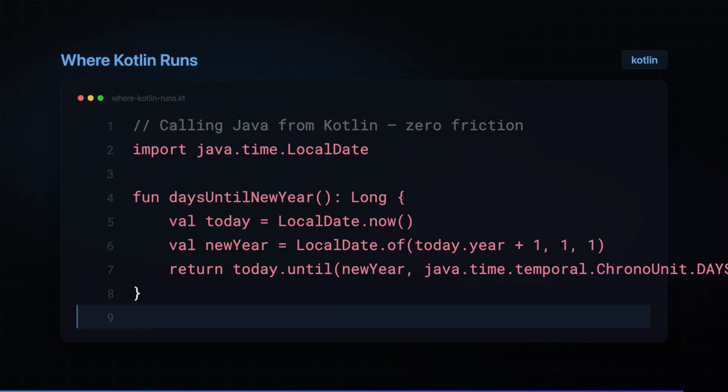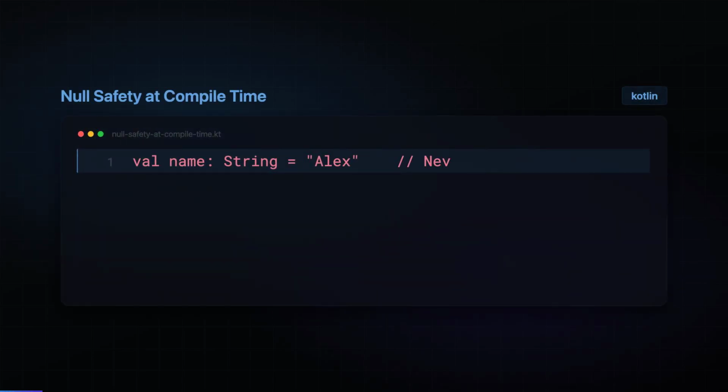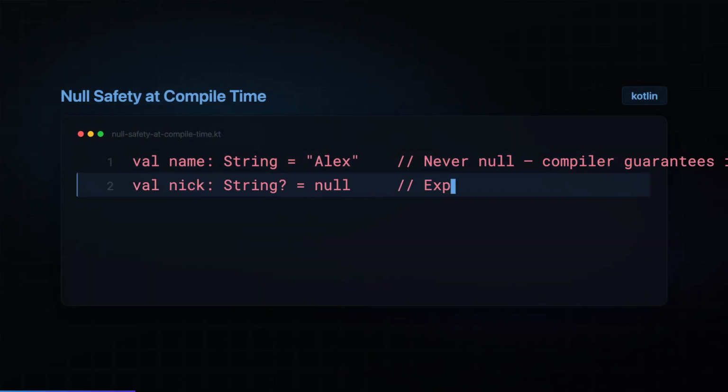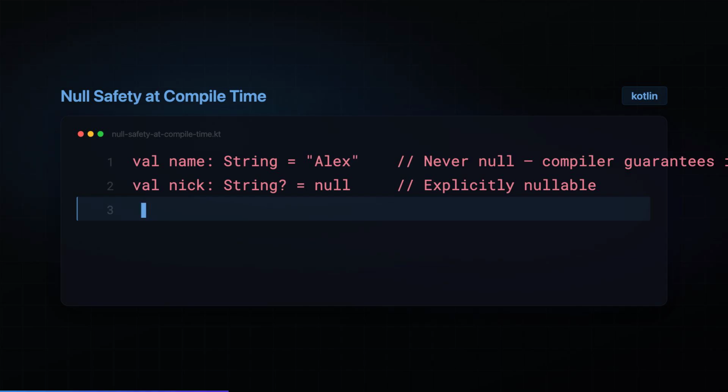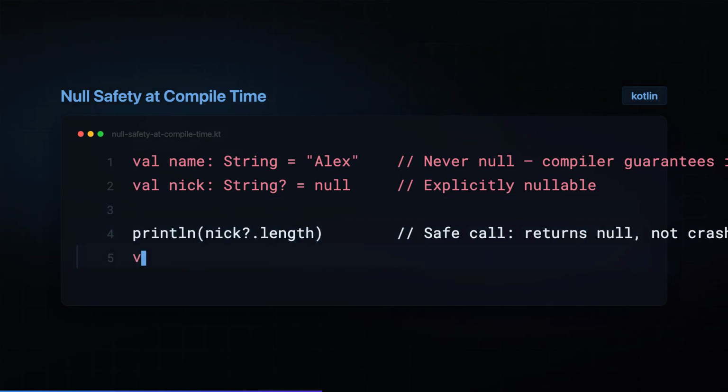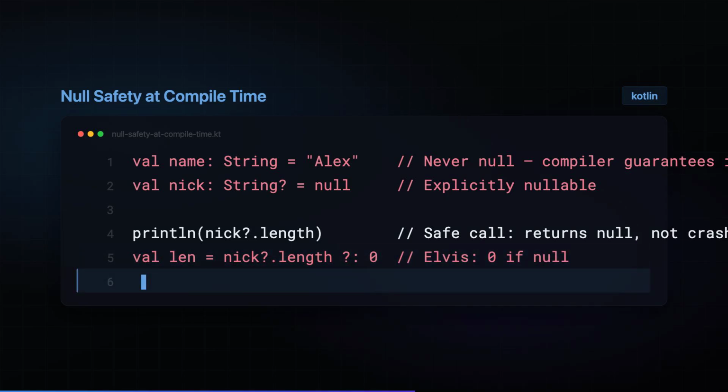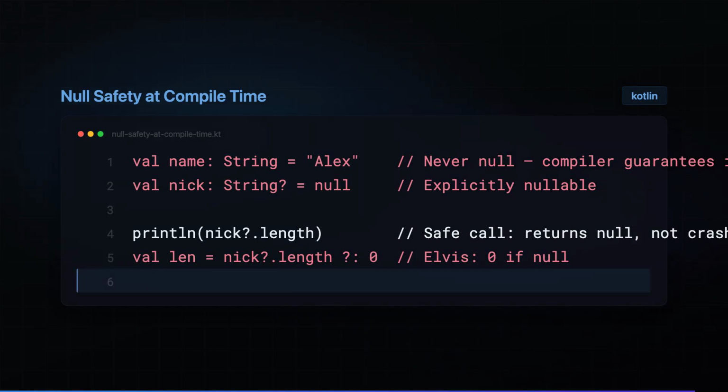Java's null pointer exception was called the billion-dollar mistake by its inventor. Kotlin eliminates it at compile time. String can never be null. String? can. The compiler forces you to handle null before the code runs, not after your app crashes in production.